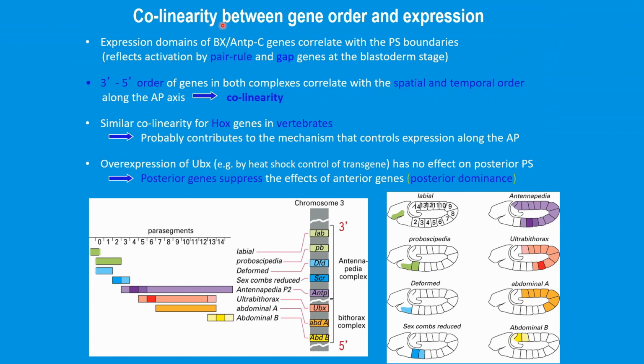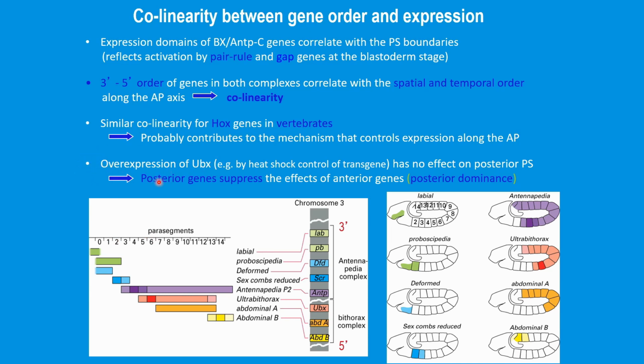Here I'm just describing the collinearity again. It's interesting. You have this 3 to 5 prime order of the genes, and that correlates with the spatial and temporal order of expression along the anterior-posterior axis. This is also true for the Hox genes in vertebrates, and it is not fully understood, but it's thought to contribute to the mechanism that controls expression along the anterior-posterior axis, so that the first gene has some regulatory functions on the second, and so on.